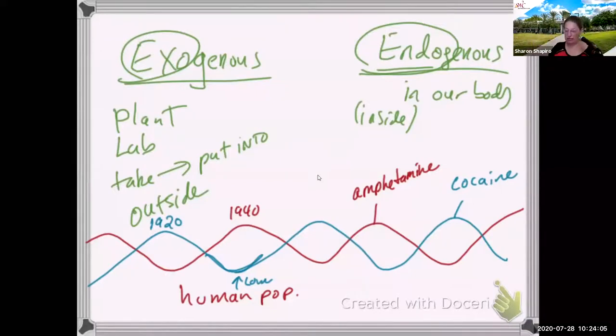You go all the way up, speed up in time, you get to something I'm more familiar with. So the 1970s, the amphetamines were in their peak and cocaine was in its low. And then in the 1980s, cocaine use peaked, right? And amphetamine use fell.